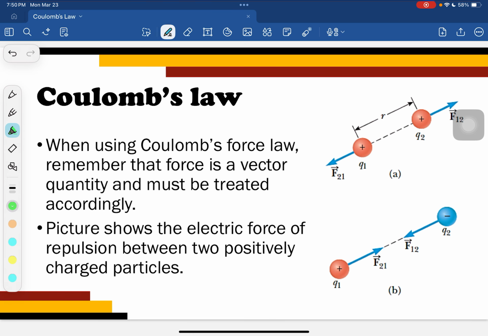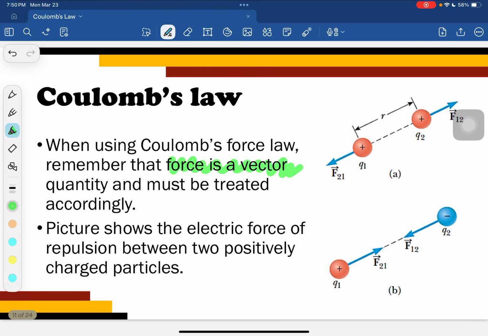And when you're using Coulomb's force law, remember that your force is a vector and must be treated accordingly. So it follows the law of sines, law of angles. You have to plot them properly on the Cartesian coordinate system, and you will be solving them not algebraically but via vector addition. The picture on your right will show the electric force of repulsion between two positively charged particles.